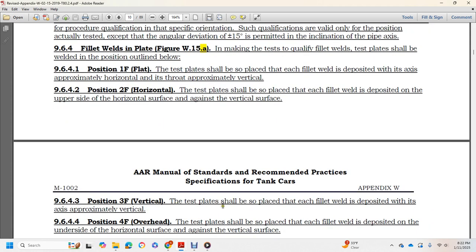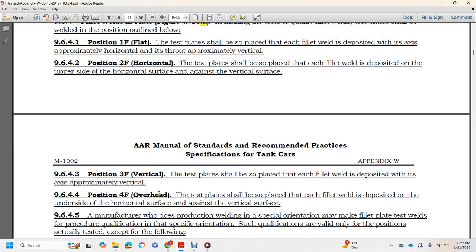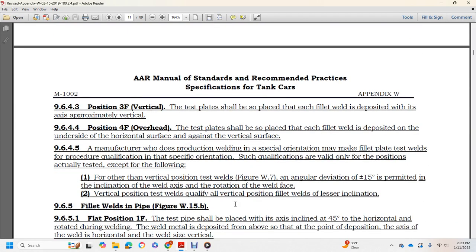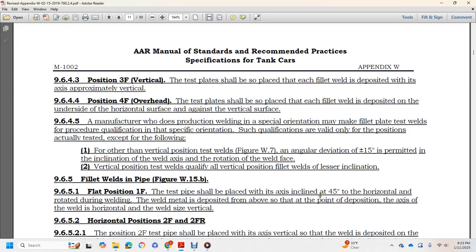Position 3F, vertical. The test plate should be placed with each fillet weld deposited in an approximately vertical position. Position 4F, overhead. The test plate should be placed with each fillet weld deposited on the underside of the horizontal surface against the vertical surface. A manufacturer who does production welding in a special orientation may make fillet plate test welds for procedure qualification in that specific orientation. Such qualifications are valid only for the position actually tested, except for the following: for other vertical position test welds, Figure W7, an angular deviation of plus or minus 15 degrees is permitted in the inclination of the weld axis and the rotation of the weld face. Vertical position test welds qualify vertical position fillet welds with lesser inclination.